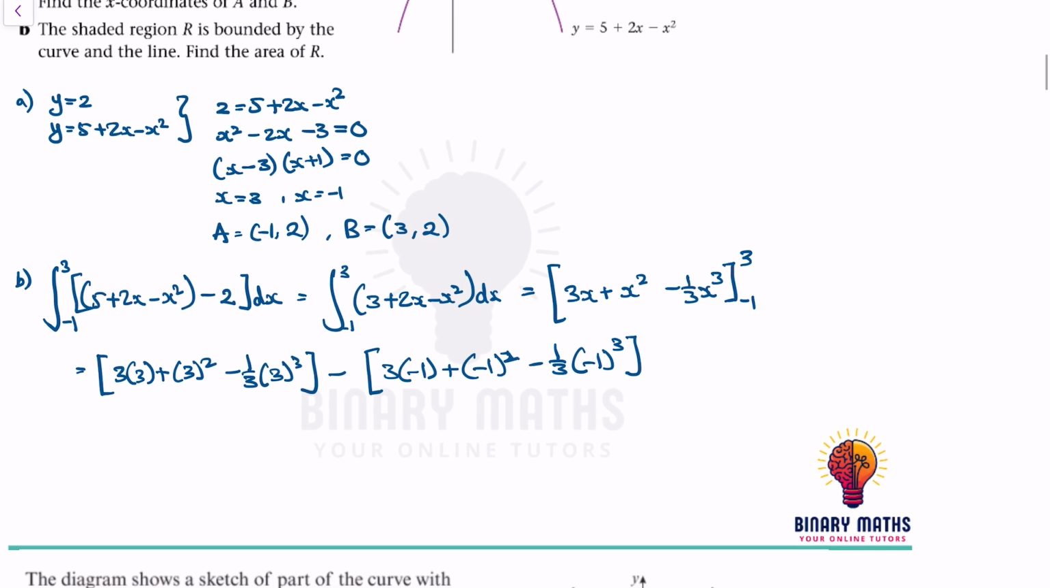Now if I have done this right in my calculator, the first bracket gives me 9. So 9 from the first bracket. The second bracket gives me a negative number, which is negative 5 over 3. 9 take away negative 5 over 3 gives me 10 and 2/3.